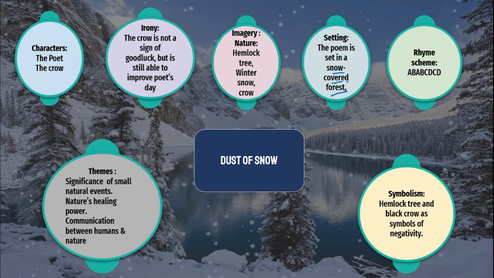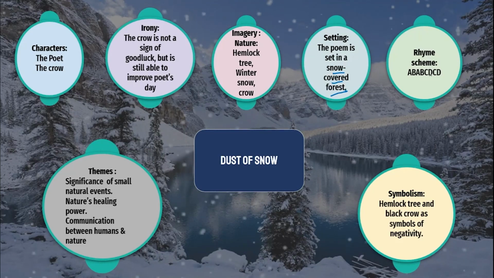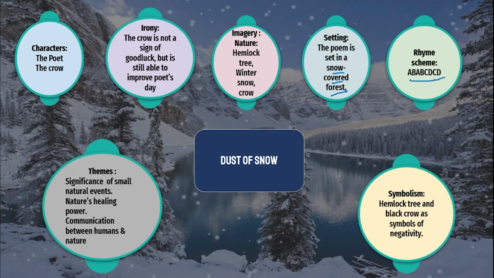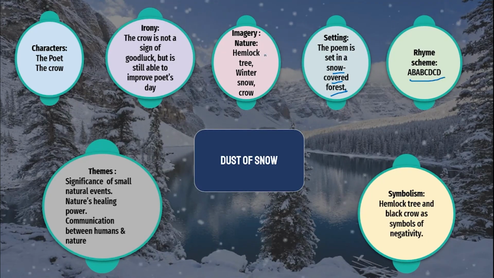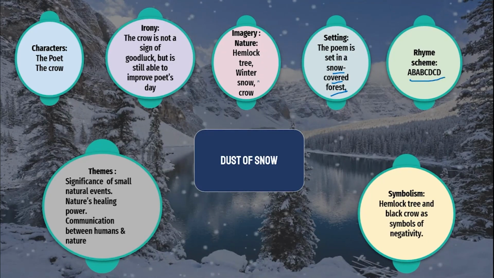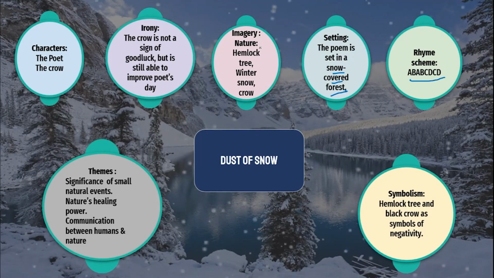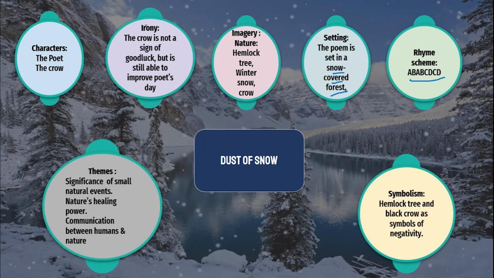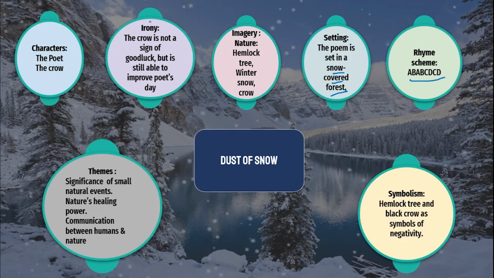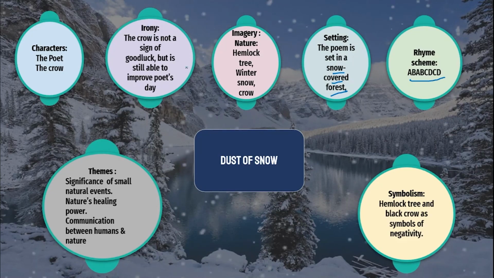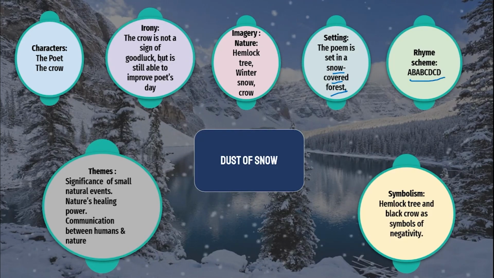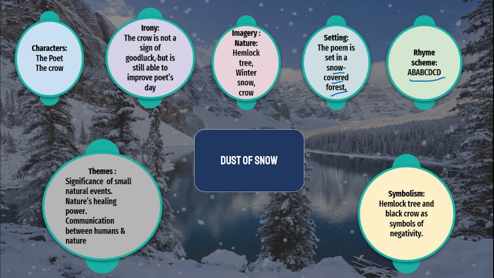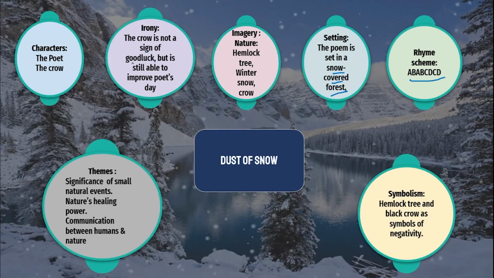That's the setting. Okay? Rhyme scheme is this one. This is the rhyme scheme. Now, imagery: hemlock tree, winter snow, and crow. These are the nature imagery. Irony. The poem ends with an irony. Why? Because we have already seen that a crow is considered a symbol of ill omen. It doesn't bring good luck.